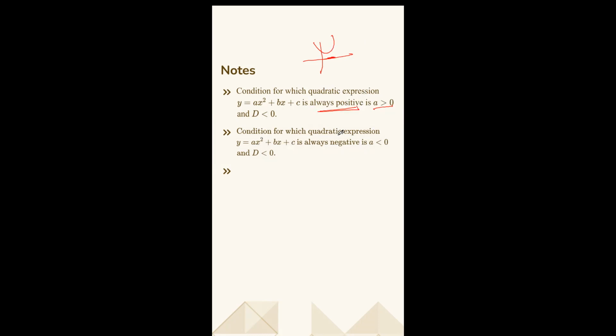Same goes for here. The condition for the quadratic equation y equals ax square plus bx plus c to be always negative is a less than 0. So if a is less than 0, it will be a downward facing parabola, and d less than 0 means that it is not touching the x-axis.